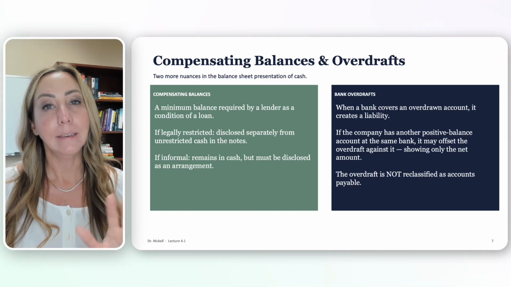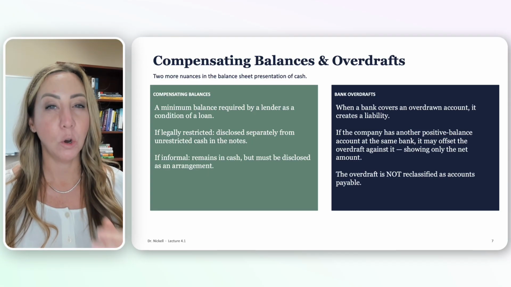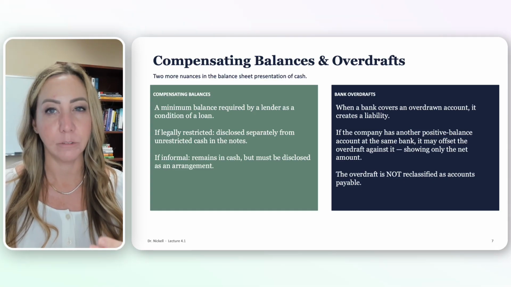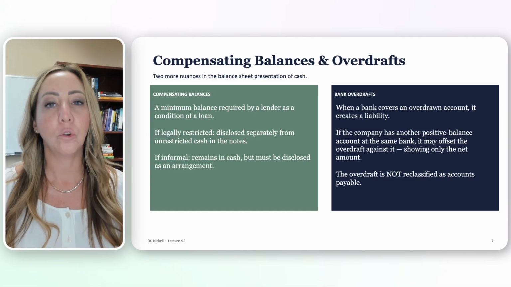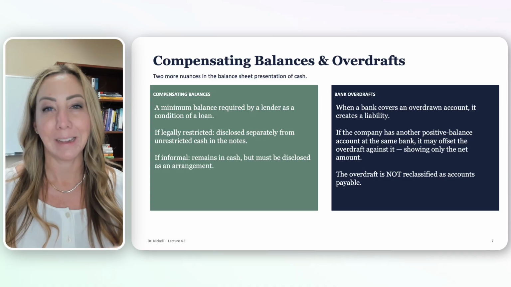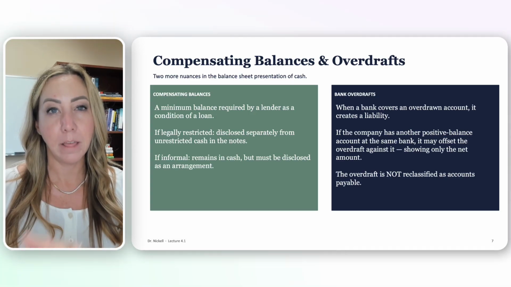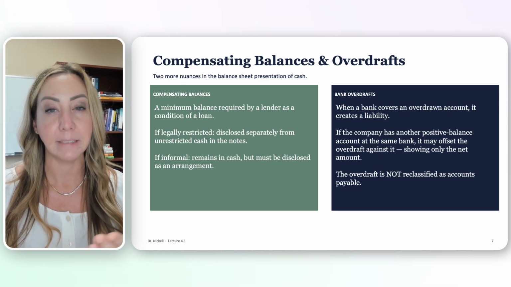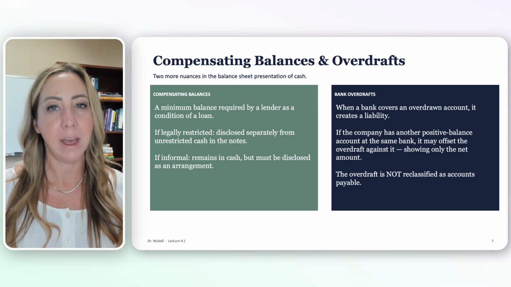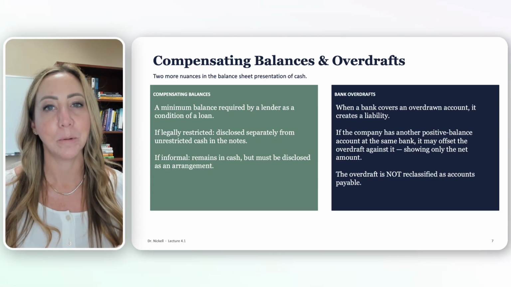Second, bank overdrafts. When a company overdrafts its account and the bank covers it, that creates a liability. Normally, we would think of it as current, almost like accounts payable, to the bank. But here's an interesting case. If the company has another account at the same bank with a positive balance, it can offset the overdraft against that balance, presenting only the net amount on the balance sheet. It does not reclassify the overdraft to accounts payable.